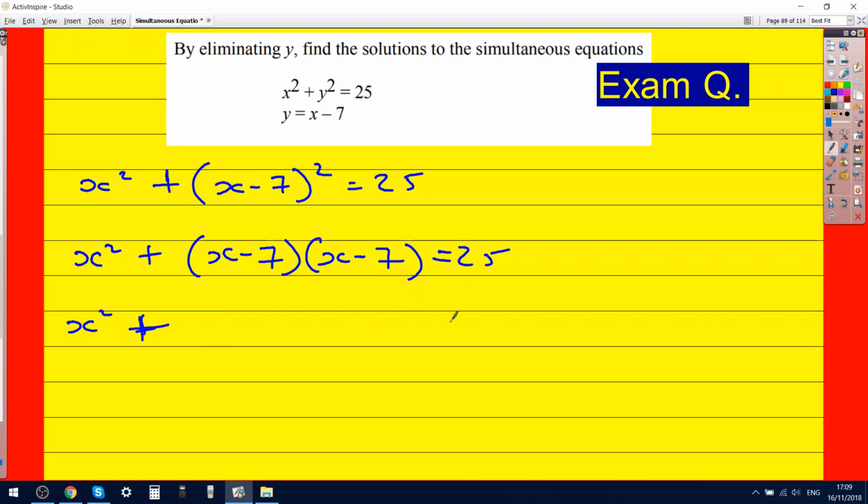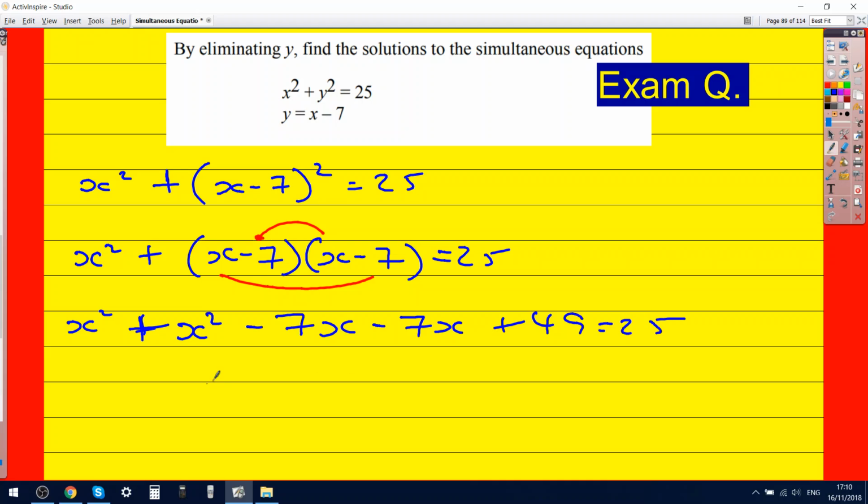So x squared plus 49 equals 25. So you'll get x squared, you'll get plus 49, and then you've also got the 2 in the middle, minus 7 times x, and x times minus 7. x times minus 7 is minus 7x. Minus 7 times x is minus 7x as well, so it'll be minus 14x. That's it. And then you get everything else. So x squared add 49 minus 14x equals 25. And that was 2x squared. Okay, what's next?